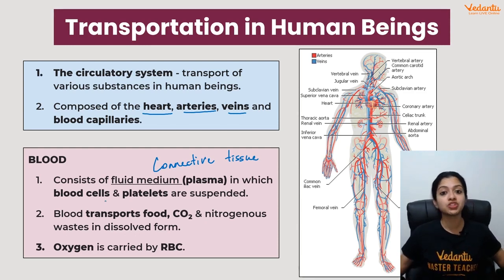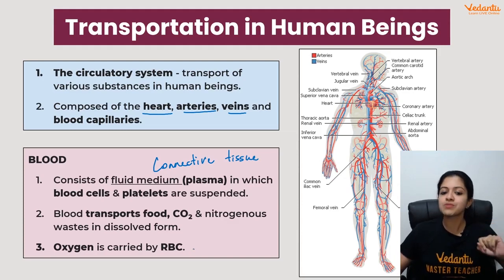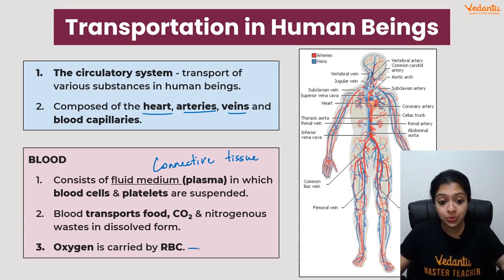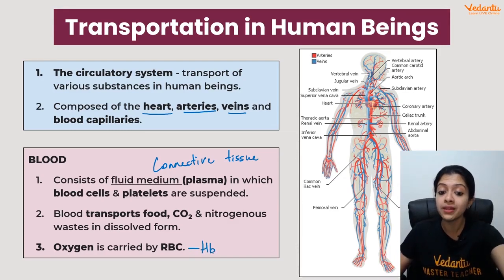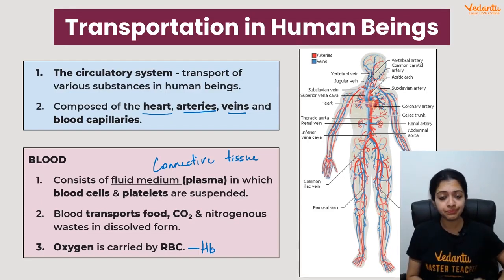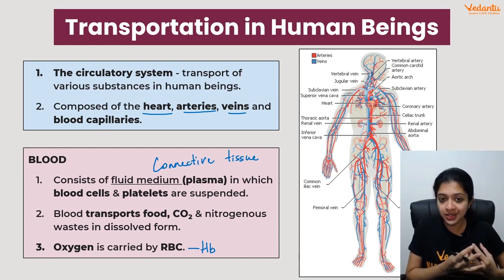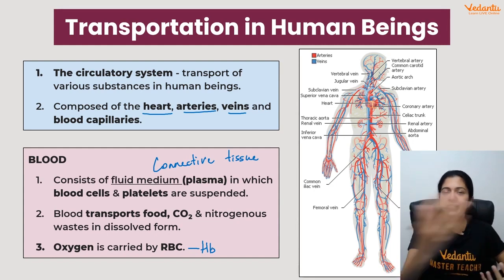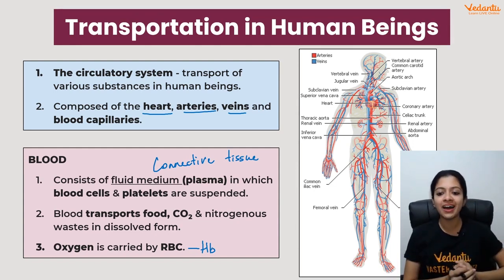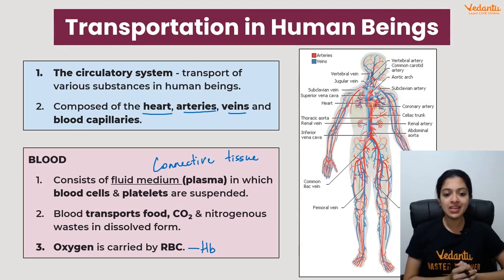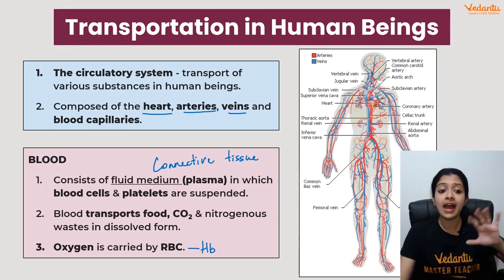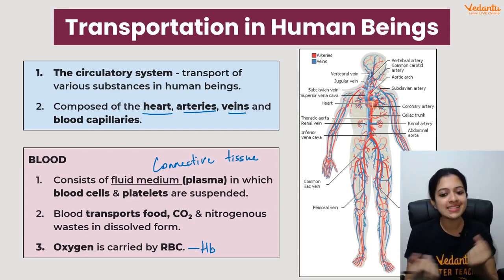Oxygen transport is done majorly by red blood cells, which we call erythrocytes, right? What helps in oxygen transport? It's the pigment which we call hemoglobin, abbreviated as Hb, which binds to oxygen and as a result helps in transporting oxygen across our body. All right, children. So this is how our blood and our circulatory system works in general.